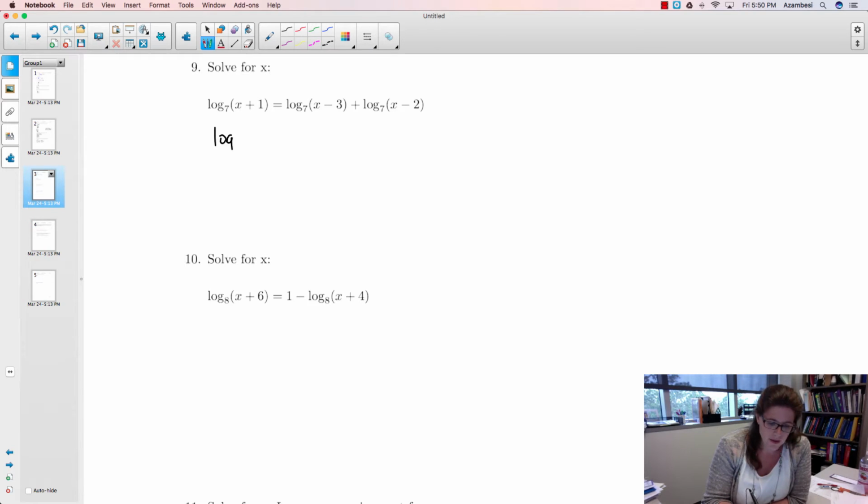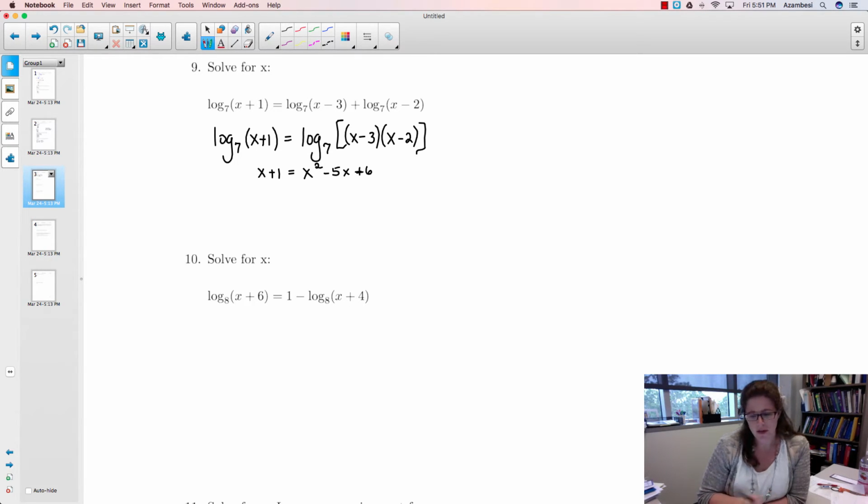So log base 7 of x plus 1 is equal to log base 7. And when we add, it's multiplication, so x minus 3 times x minus 2. And now I can set my arguments equal. So x plus 1 is equal to, I'm going to FOIL this, x squared minus 5x plus 6.